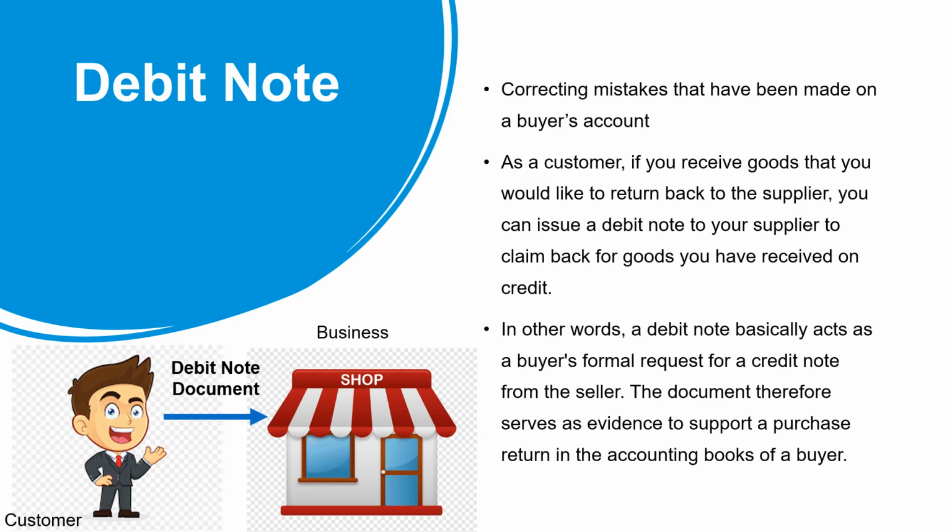In other words, a debit note basically acts as a buyer's formal request for a credit note from the seller. We'll see what a credit note is in the next slide. The document therefore serves as evidence to support a purchase return in the accounting books of the buyer. So always when you return a good, you should have evidence to specify that you have returned this good. The evidence is simply the debit note document.